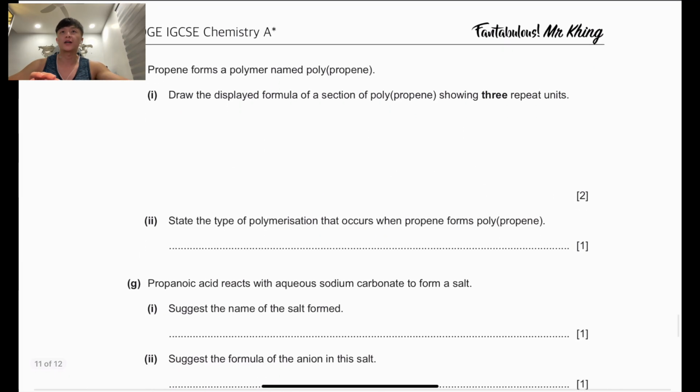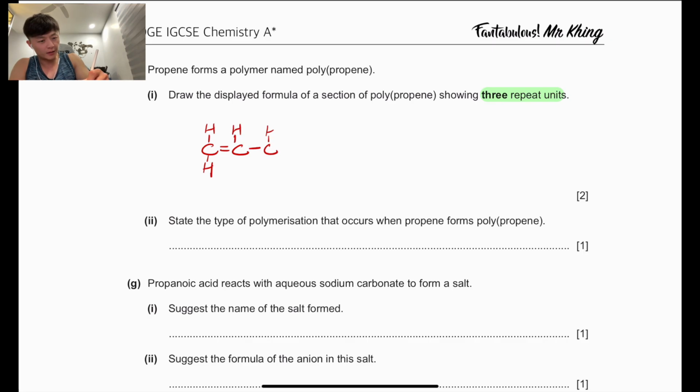Okay, next one. See, propene forms a polymer called polypropene. You are asked to draw the polymer that shows 3 repeat units. So how does propene look like? It looks something like this, 3 carbon. Remember, alkene forms polymer by breaking the double bond. You see these 2 carbons are joined in a double bond, which means when the double bond is broken, only these 2 carbons will be affected.